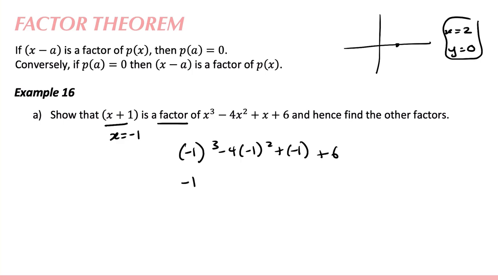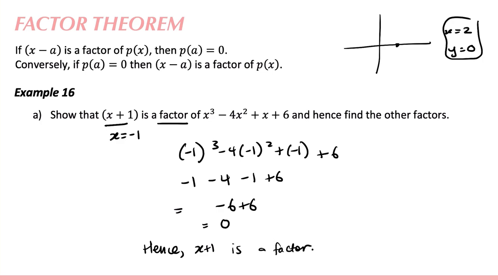That will be negative 1, and then that will be minus 4, minus 1, plus 6. So minus 1 minus 4 is negative 5, minus another 1 is negative 6, plus 6 will be 0. Hence, x plus 1 is a factor. Now, the second part says, hence, find the other factors.